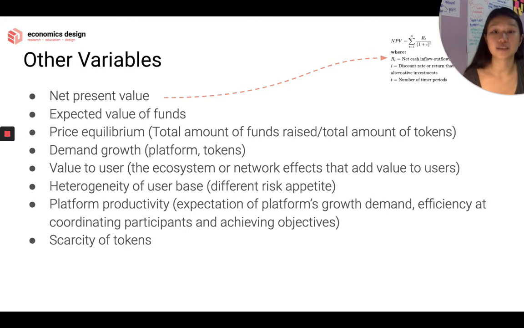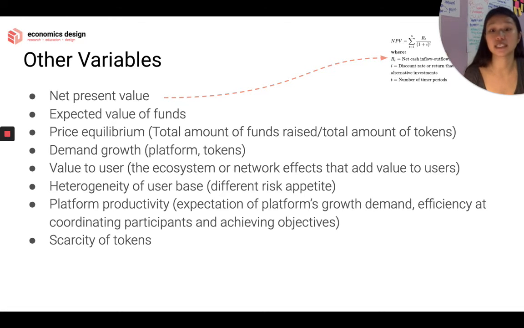You can look at the expected value of funds, as I mentioned, because when you do ICOs, you're selling tokens and you're getting Ethereum into your project. And then what's the expected value of this amount of money that you can raise? So expected value of funds. Price equilibrium. It's a simple model where basically the total amount of funds that you raise divided by the total amount of tokens. Yeah, it's as simple as that.